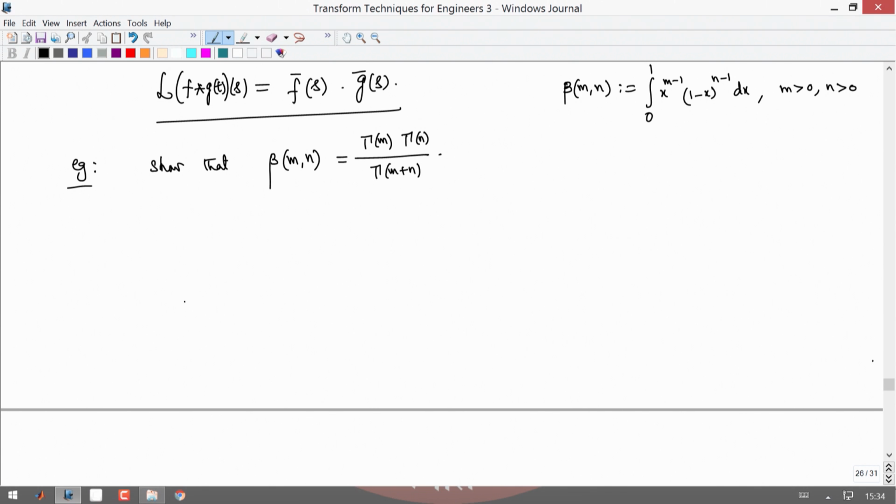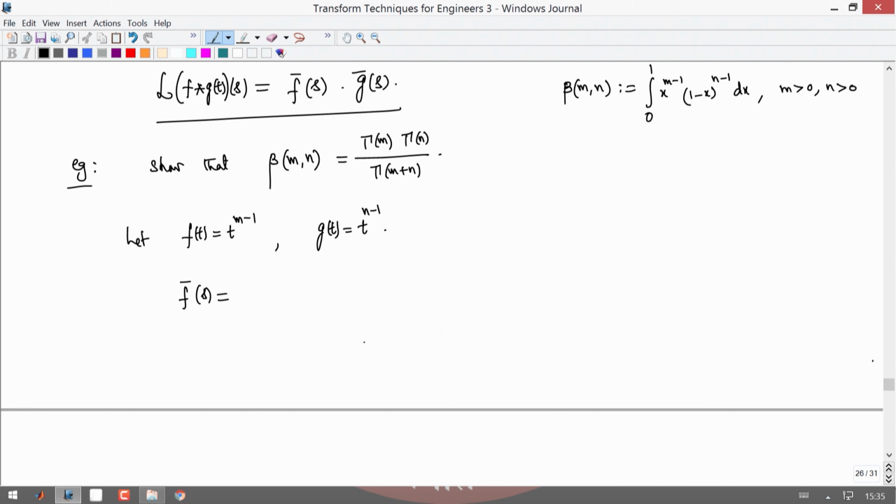So, what I do is I use convolution to show this one. Let me use f of t as t power m minus 1, and g of t as t power n minus 1. If I use this, what is f bar of s?